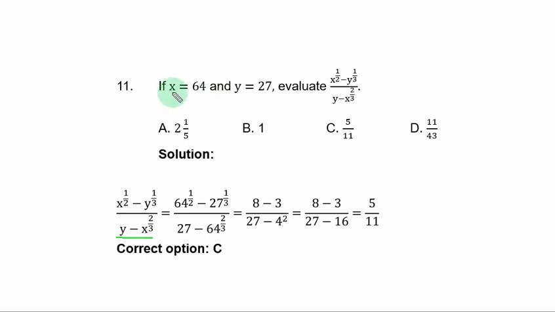Question 11. If S is equal to 64 and Y equal to 27, evaluate S to the power of half minus Y to the power of 1/3 over Y minus S to the power of 2/3. Solution. This is the given expression, and you replace S and Y with 64 and 27 respectively.